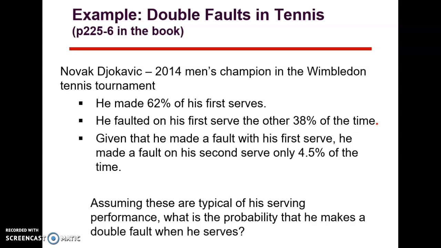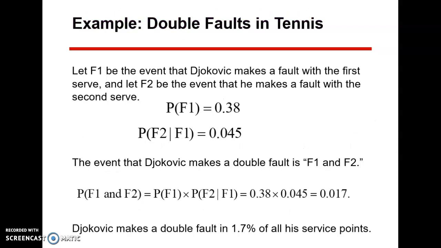This is on page 225, 226 in your book. And this author is going to use F1 and F2 for the 2 events, which makes sense for fault 1 and fault 2. But I'm going to show you after he goes through this how you could actually do it yourself and probably be a little less confused. So it gives the probability of F1, and that's 0.38. It gives the probability of a second fault, given that he does the first fault. That's much smaller. He's more careful on the second serve. And he works it all out.